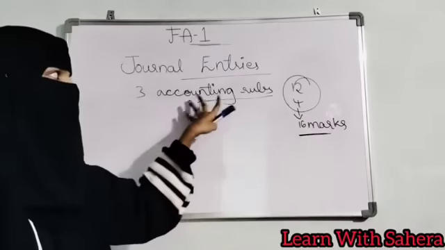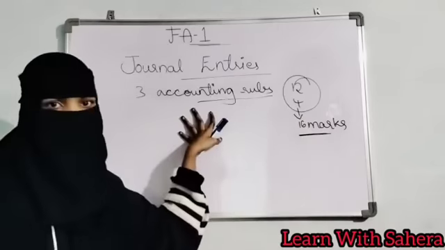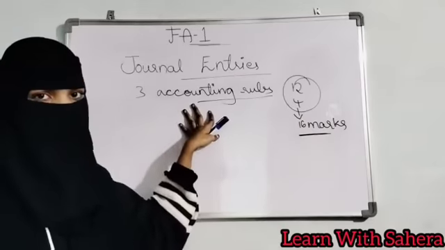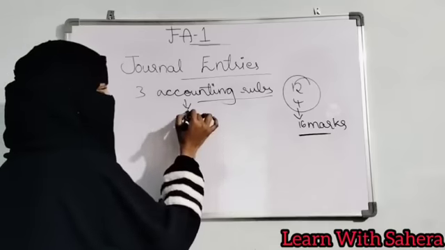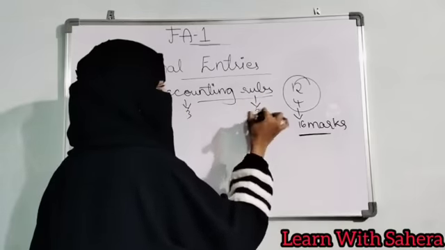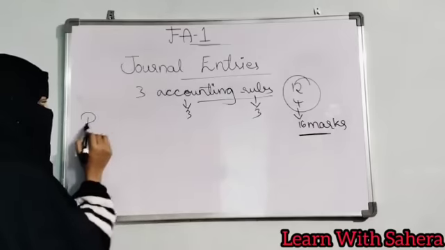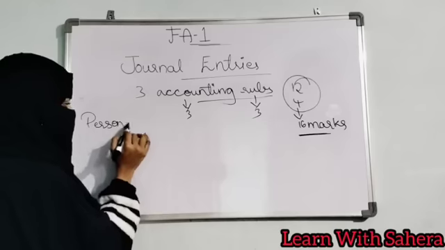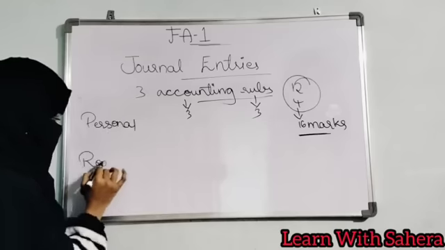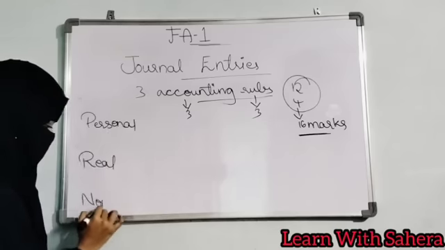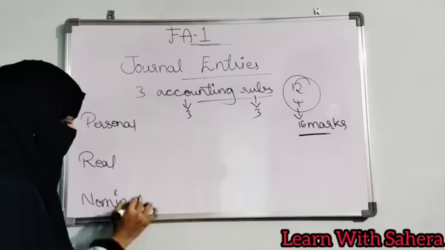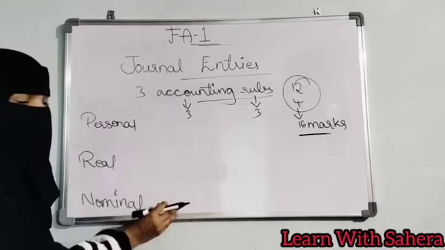To understand accounting rules, first we need to understand accounts. We have 3 accounts, children, and 3 rules for those 3 accounts. First let us go with the accounts. We have 3 accounts. What are they? Personal account, real account, nominal account. These are the 3 accounts, children. Let us go with the individual accounts.